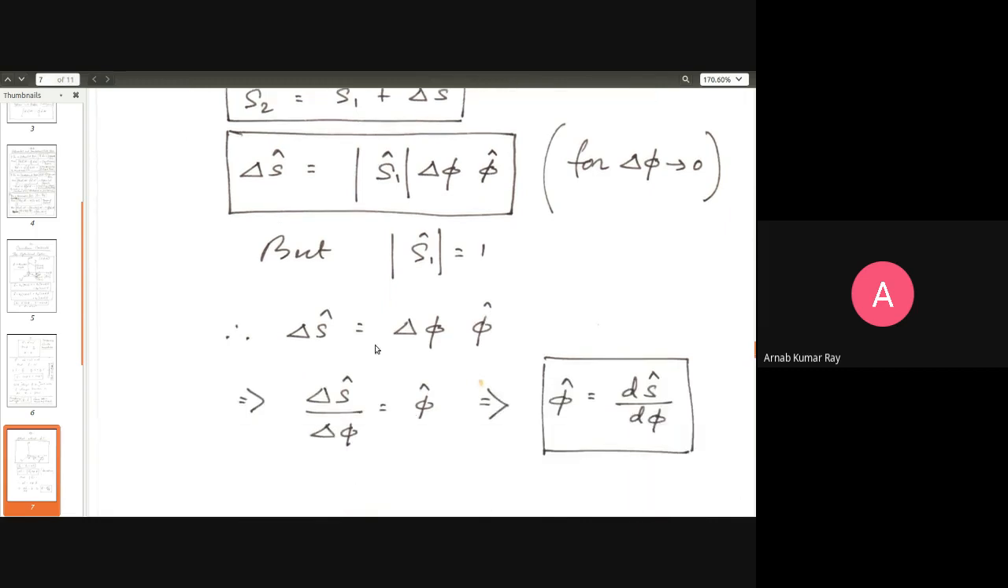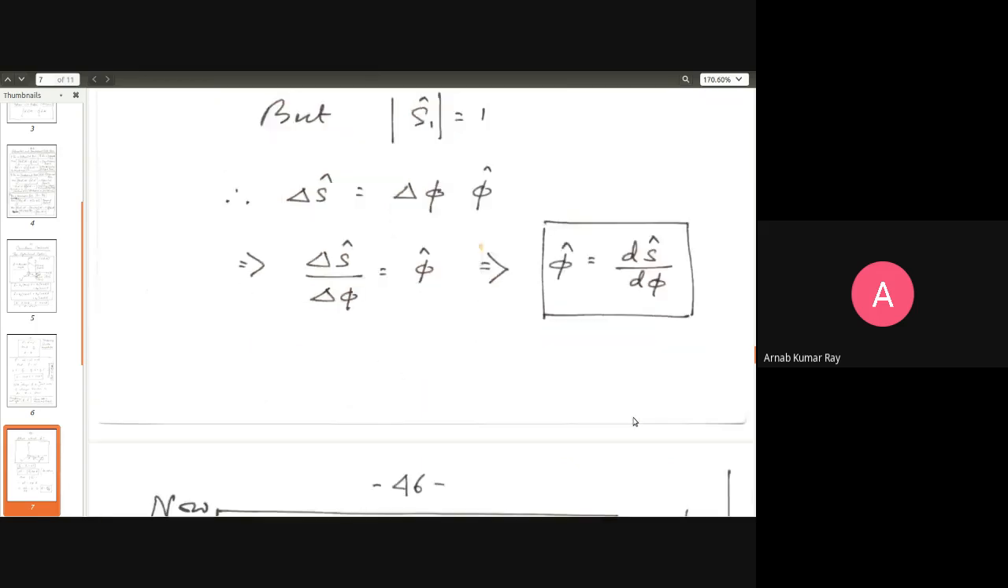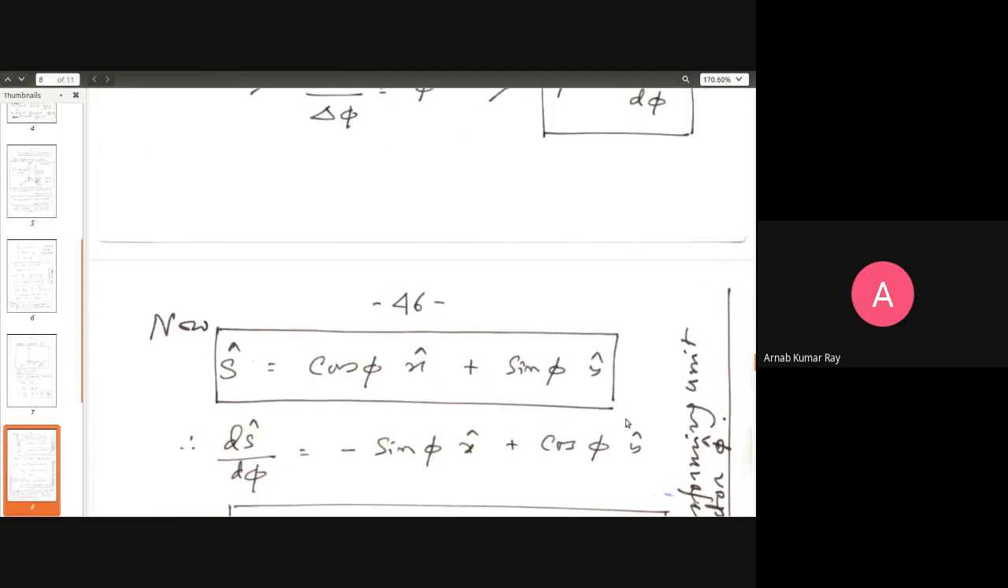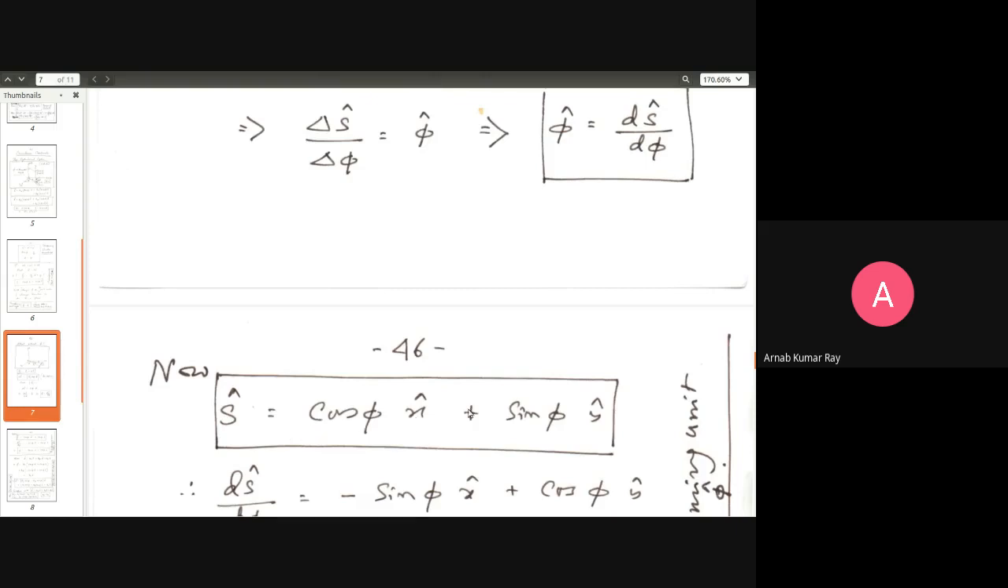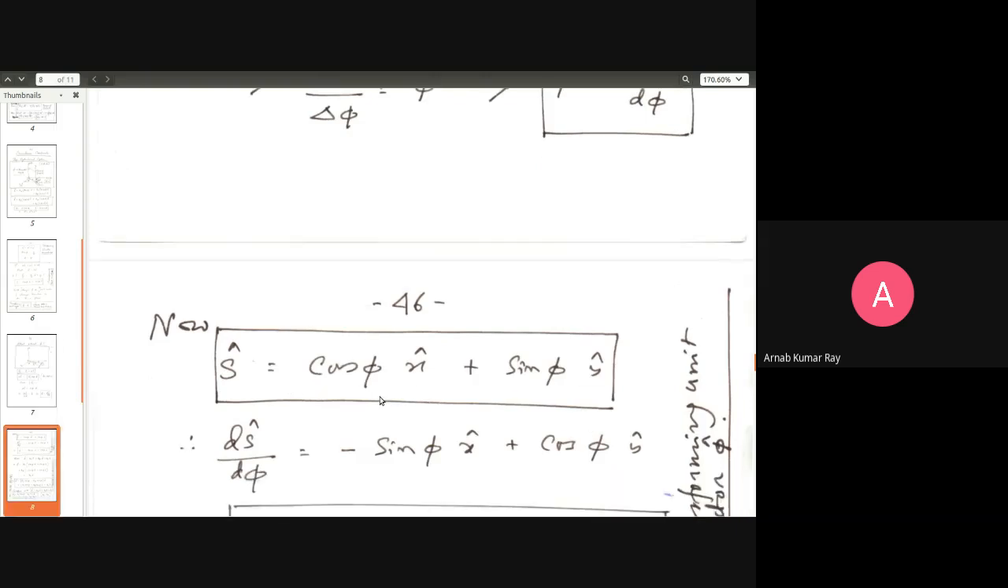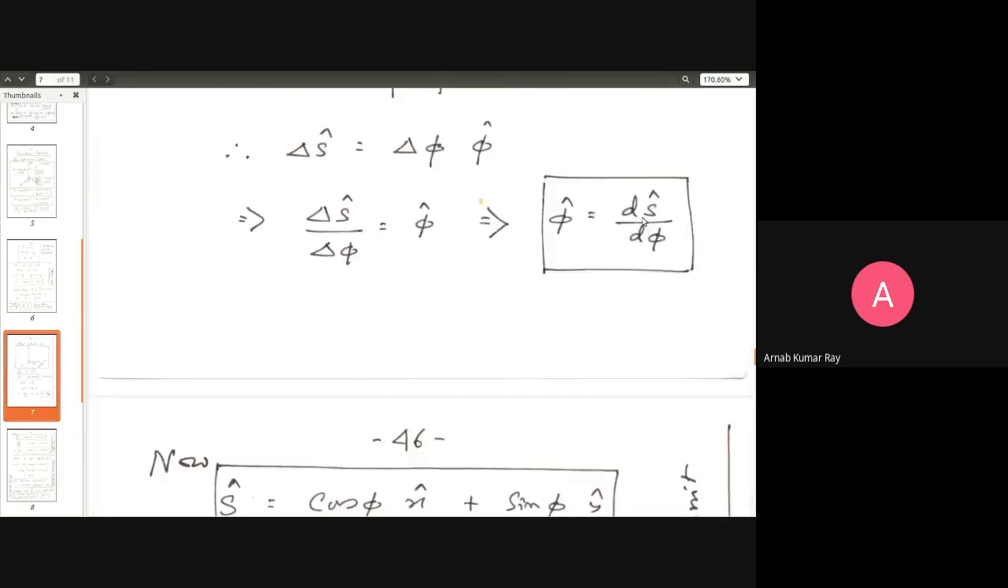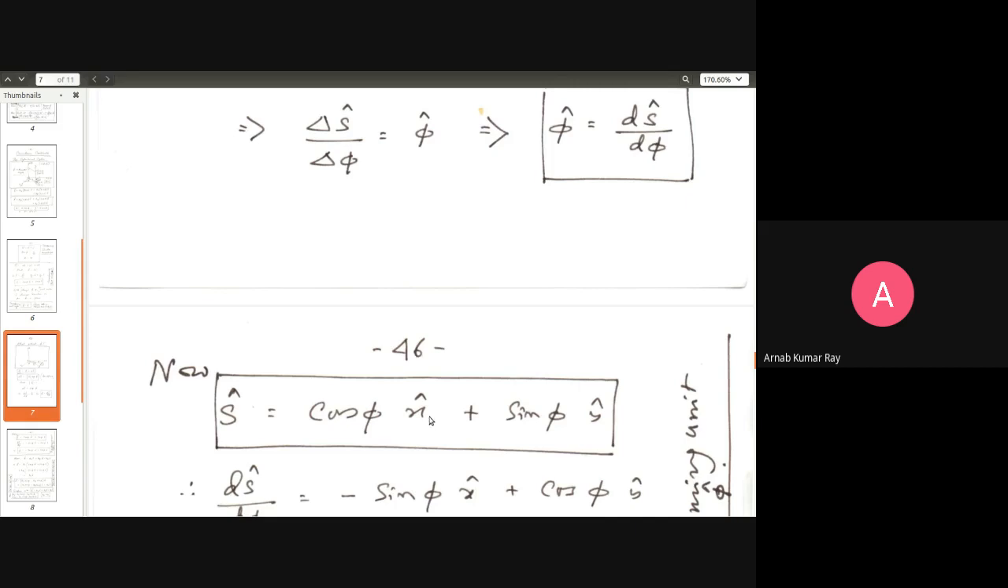You divide this equation throughout by delta phi. Delta S cap by delta phi is equal to phi cap. And then when you make delta phi go to 0, infinitesimally small, phi cap will be equal to dS cap by d phi. If it is dS cap by d phi, then what is S cap? S cap is given as cos phi x cap plus sin phi y cap. If that is so, take the derivative of that. Phi cap is equal to the derivative of S cap, which depends on phi. X cap and y cap are constants, but phi is a variable.